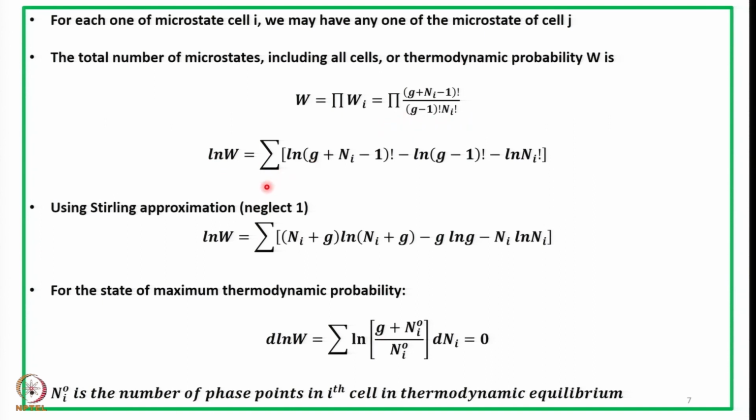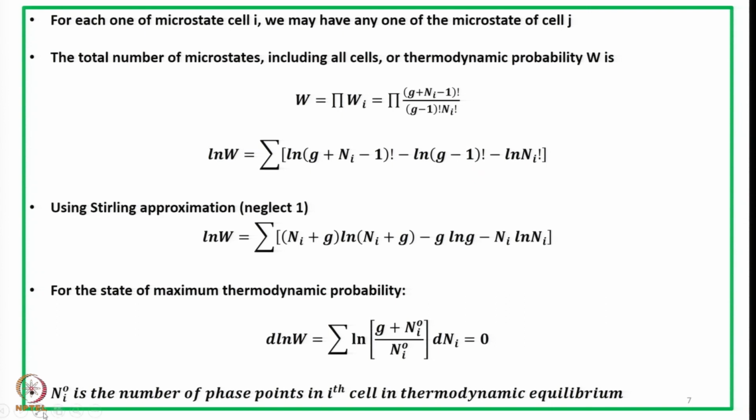I am not going to get into details because we have already discussed this in Maxwell-Boltzmann statistics. So it will be summation of log (G plus Ni minus 1) factorial minus log (G minus 1) factorial minus log Ni factorial, because G minus 1 and Ni factorial appear in the denominator. We can ignore 1 because generally the number of compartments in the cell is much larger than 1. The number of phase points is also much larger than 1. Therefore, I can drop 1 here, I can drop 1 here. You drop it there and then you apply Stirling approximation.